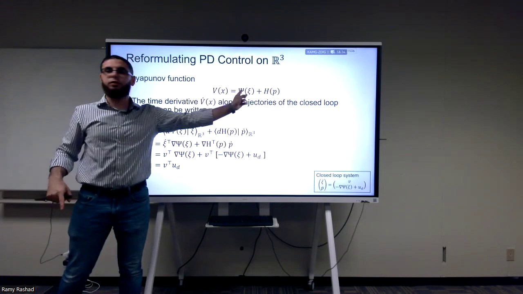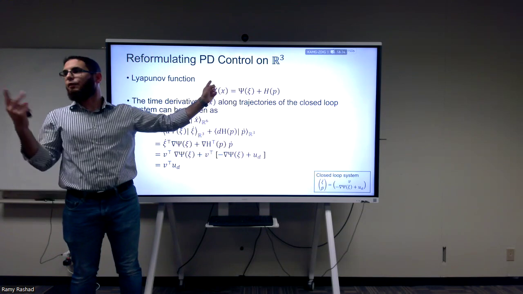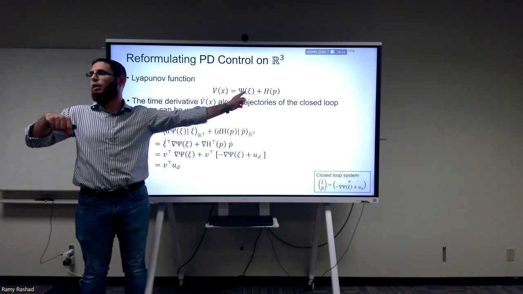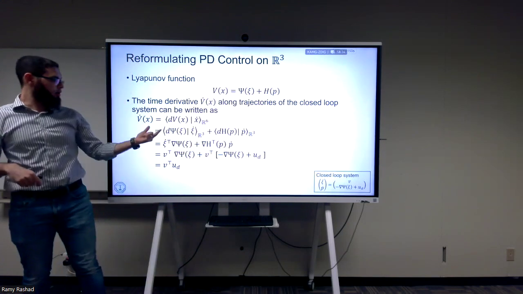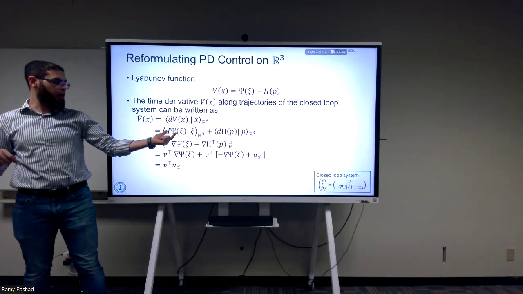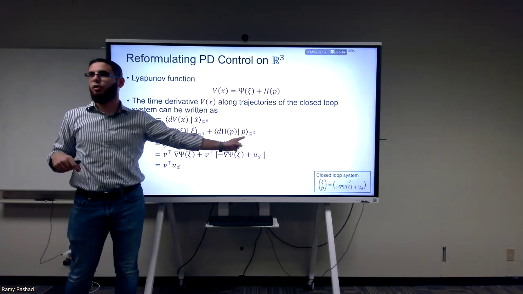V is the sum of 2 terms. So here I write V of x, and I have 2 functions inside of it. The first one is a function only of the first state psi, and the second one is only a function of the second state p. So I can write the dV of x as the d capital Psi of small psi dot, plus dH of p dot.